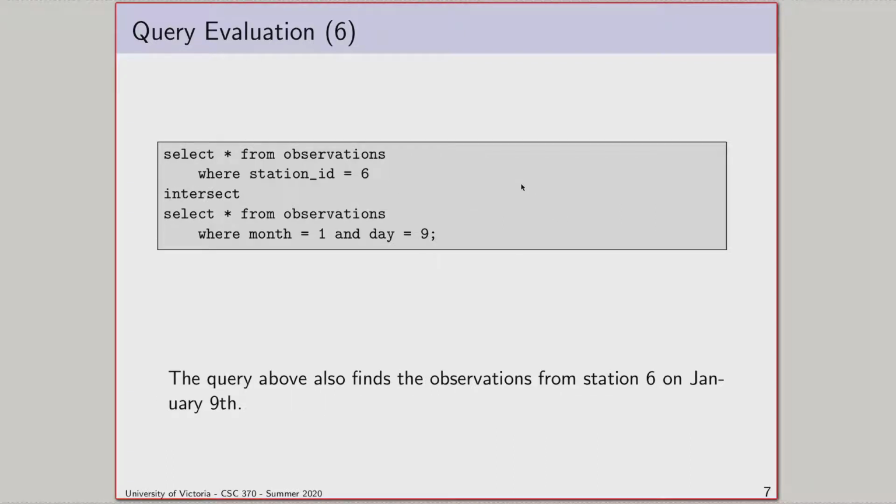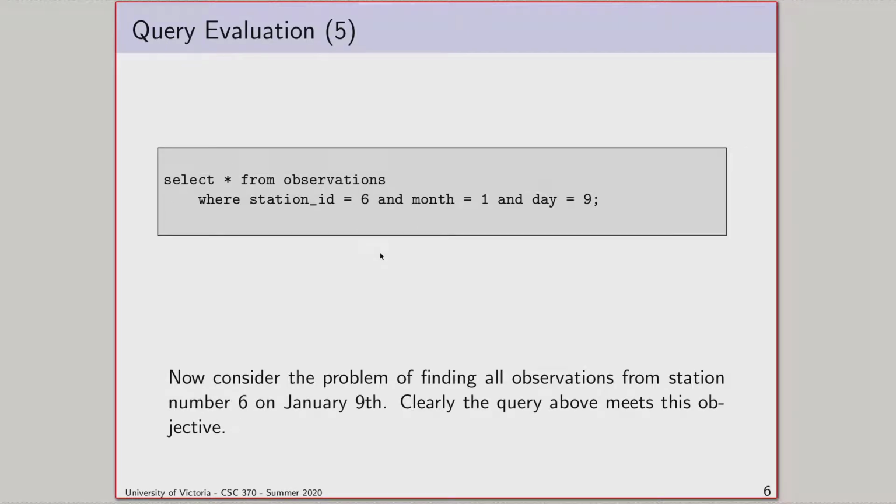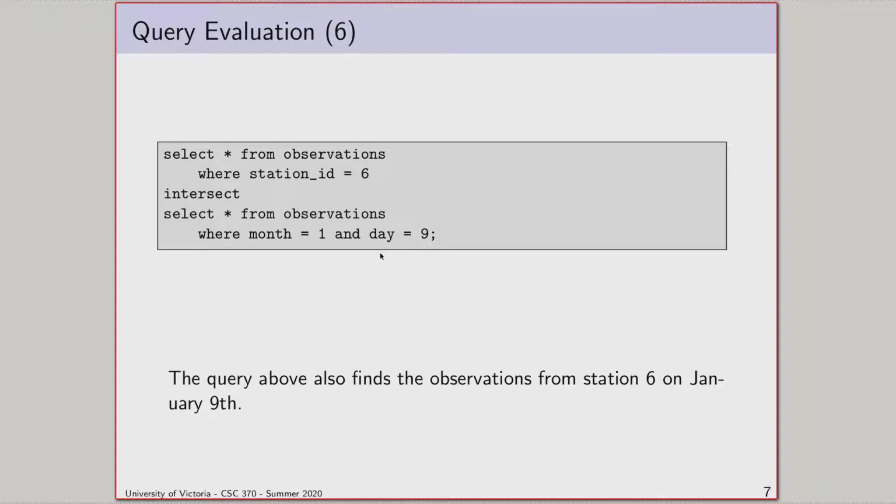What about this version? I select all the rows from station number 6. And I select all the rows from January 9th, and then I take their intersection. So I now have 2 sets of rows, and I take every row that appears in both. Maybe you can see that this is exactly going to produce the same set of result rows as the previous query. These queries are equivalent, and yet, and you can try them out, one of them will probably take a different amount of time.